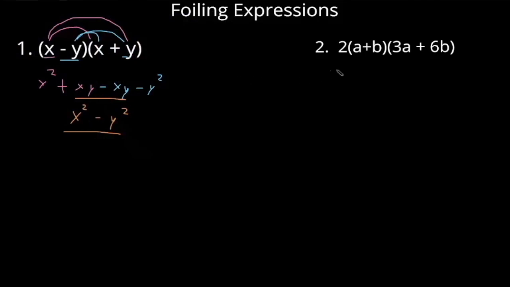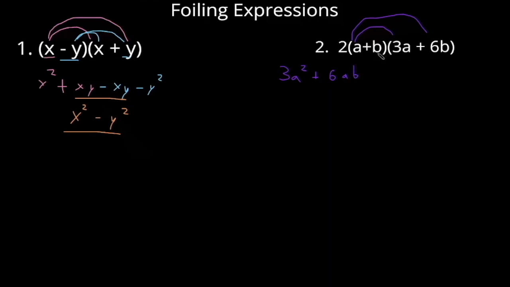So let's look at the second example. You have 2 times (a plus b) times (3a plus 6b). So you want to do the things in the parentheses first. So you do a, you'd have to multiply by a, but the expression in the second term first. So you do a times 3a and a times 6b. So you get 3a squared plus, because a times 6b is equal to plus 6ab.